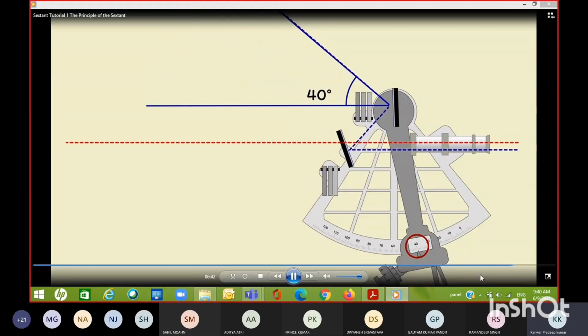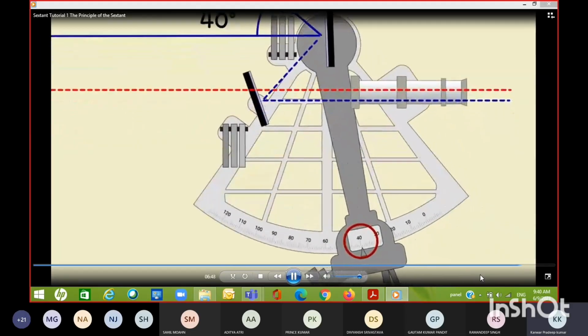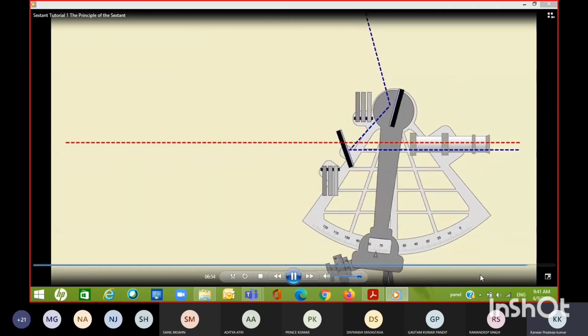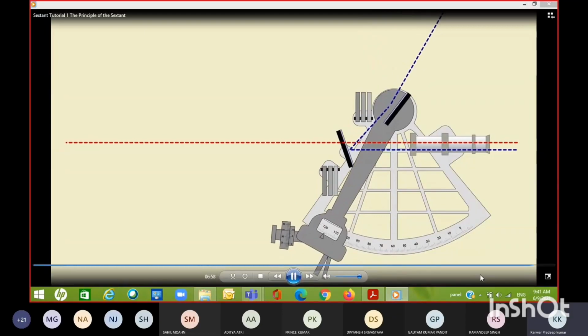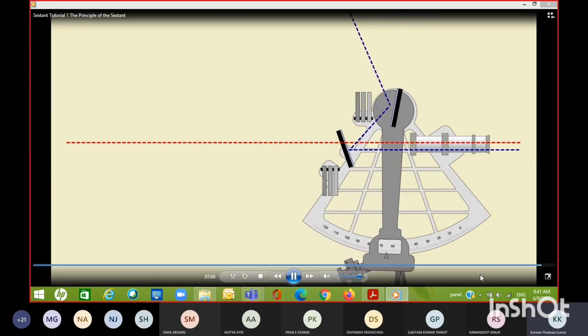The scale at the bottom has been calibrated to give the angle between the rays of light, not the direct angle of rotation of the index arm. This is why the scale reads all the way to 120 degrees across just 60 degrees of index arm rotation. Just look at that angle that the sextant can measure at its extreme setting. This is the sextant's huge advantage over the instruments that came before it.